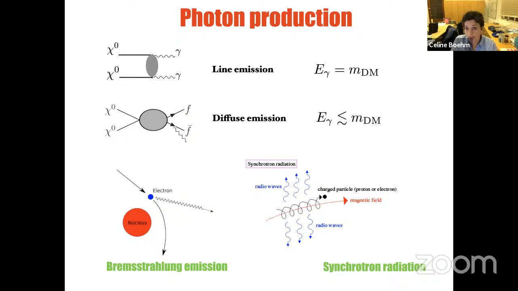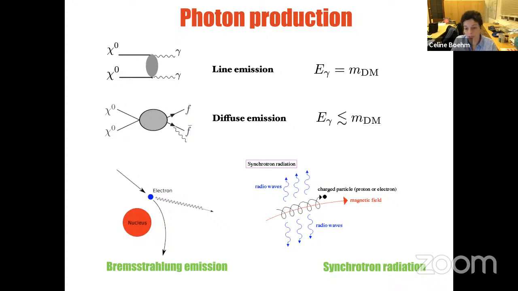But as I said, you can also have a continuum of photons. And one way to produce it would be that you have annihilation into fermions or antifermions, for example, into charged particles. And then they would emit some photons. And those photons, eventually you can detect them, but you know that their energy would always be smaller than the dark matter mass. So if you see photons which you don't think are emitted by an astrophysical source, that's great, because you can say, well, it's probably of dark matter origin, but it doesn't really help you pinpoint the dark matter mass. So it's extremely valid, but not as powerful as seeing a line emission.